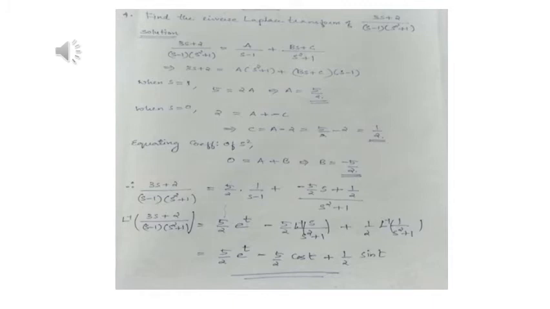Next question, find the inverse Laplace transform of (3s + 2) divided by (s - 1)(s² + 1). So in this case we can write the partial fraction as A/(s - 1) + (Bs + C)/(s² + 1). When I take the LCM and all, we will get 3s + 2 = A(s² + 1) + (Bs + C)(s - 1).